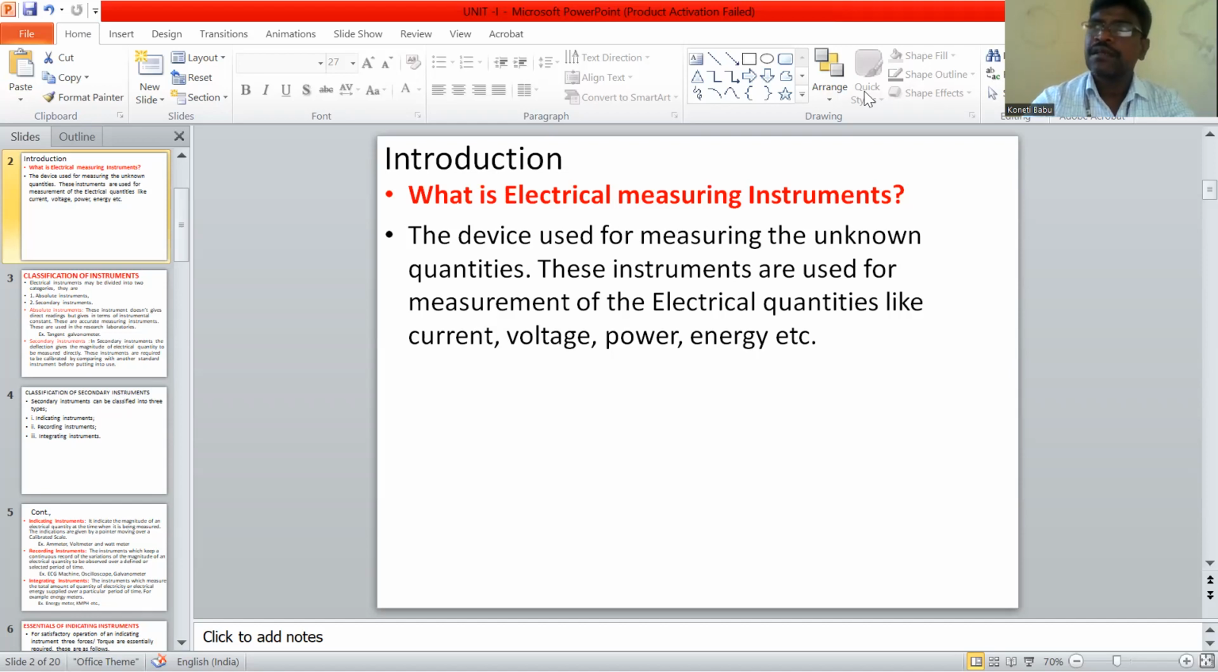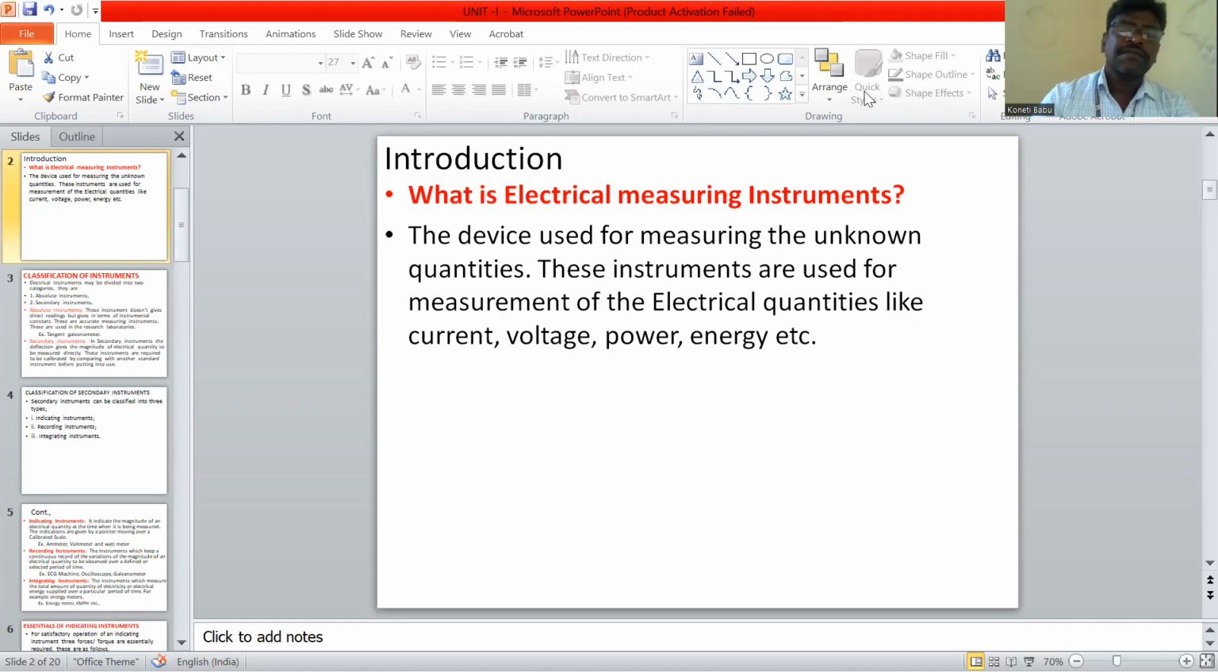This means the unknown quantity can be measured based upon comparison with some standards, that is, the known quantities. Such devices are called measuring instruments. A device used to measure electrical quantities is nothing but an electrical measuring instrument. Those electrical quantities are voltage, current, power, energy, frequency, etc.